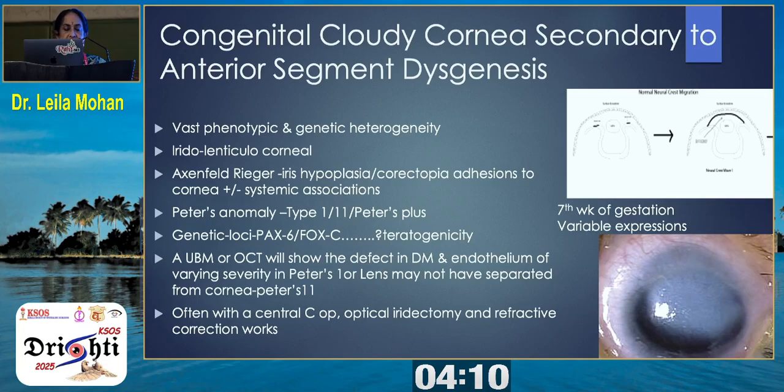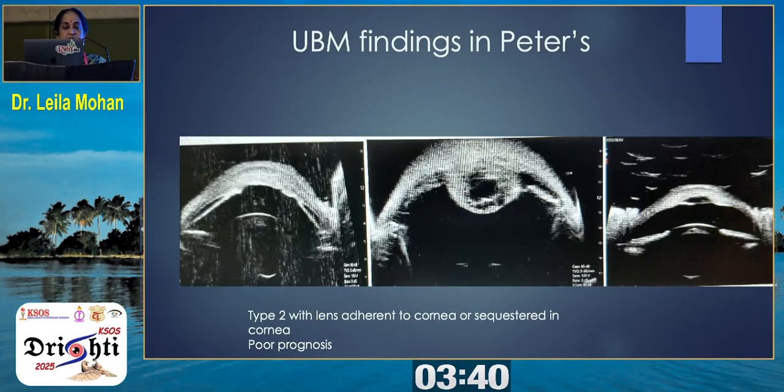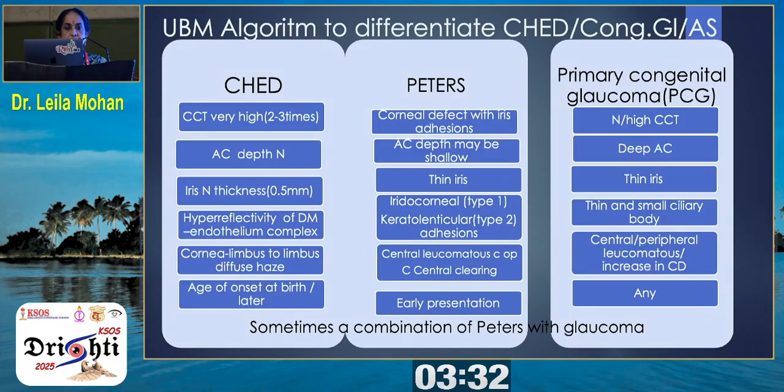Genetic analysis may be done if it is possible and affordable, and UBM or OCT will show the defect. UBM can be done under GA. Handheld OCT is not available so freely, so sometimes it is difficult to assess the pathology under the corneal opacity. Often Peters presents with a central corneal opacity with a little eccentricity, so sometimes we can do away with an optical iridectomy considering the challenges in PKP. So UBM findings in Peters will show whether there is an iridocorneal only or lenticular pathology as well.